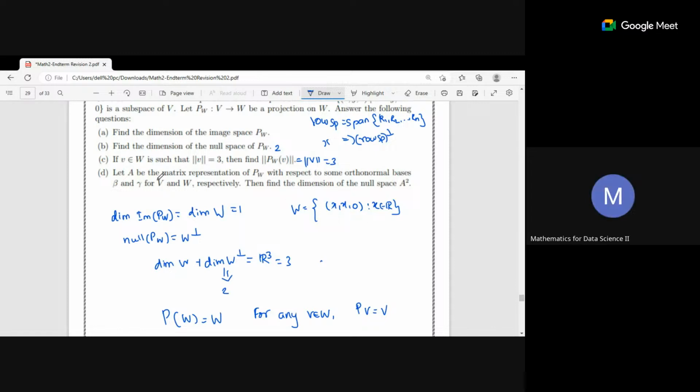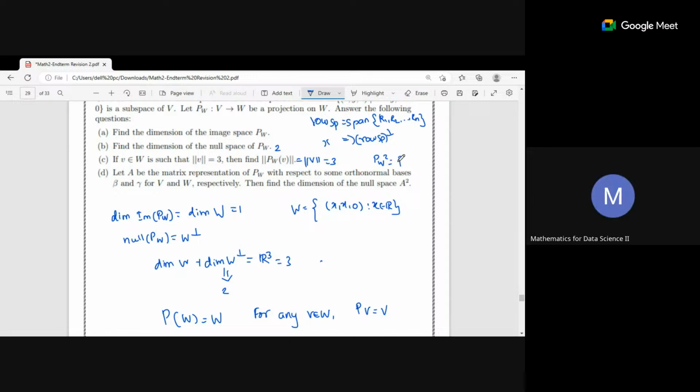Let A be the matrix representation of PW with respect to some orthonormal bases beta and gamma for V and W respectively. Then find the dimension of the null space of A square. So what do you know about PW square?